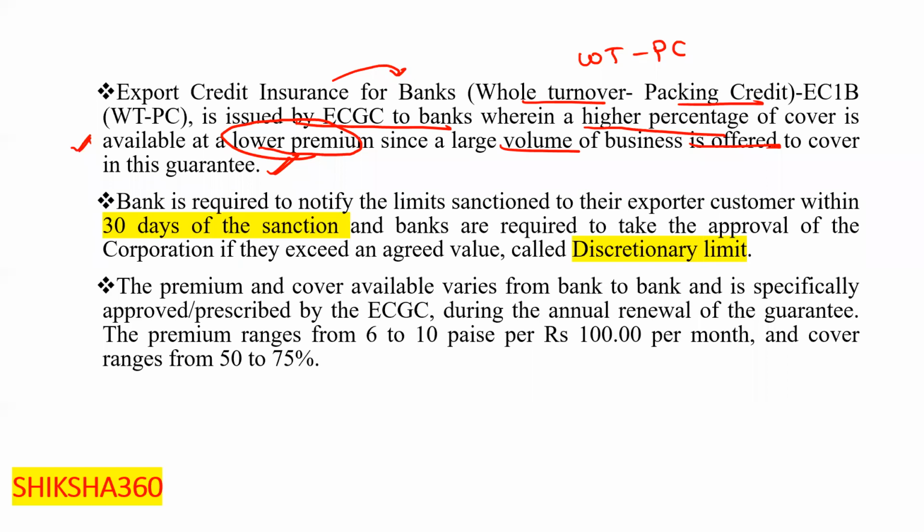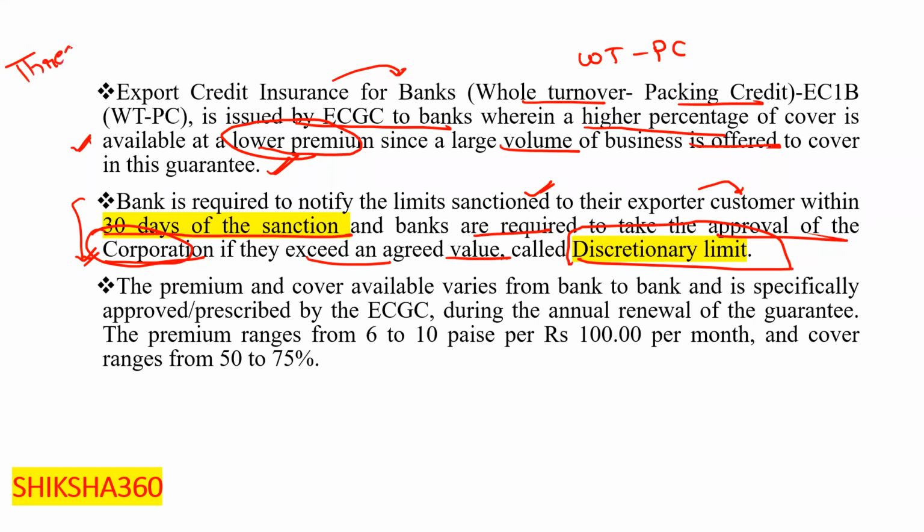Banks are required to notify the limit sanctioned to their exporter customer within 30 days of the sanction, and banks have to report to the ECGC. Banks are further required to take the approval of the corporation if they exceed an agreed value, that is the discretionary limit, or we can say the threshold limit.